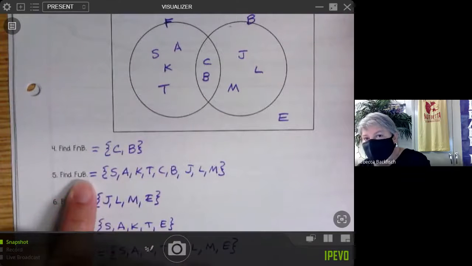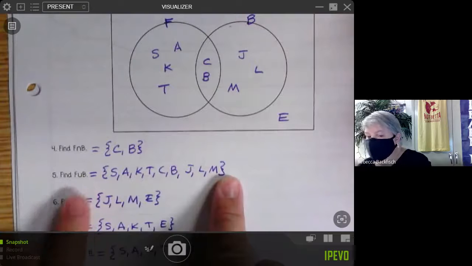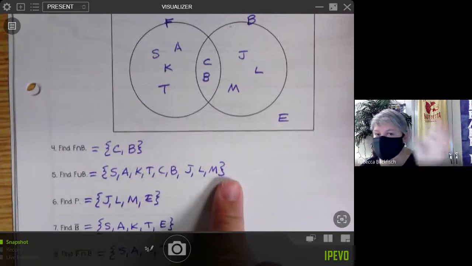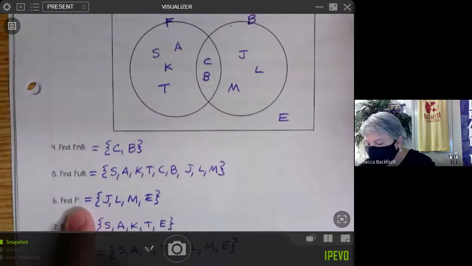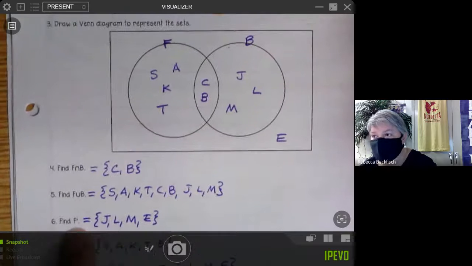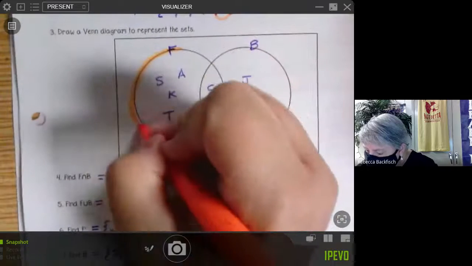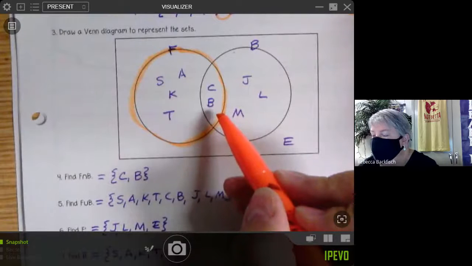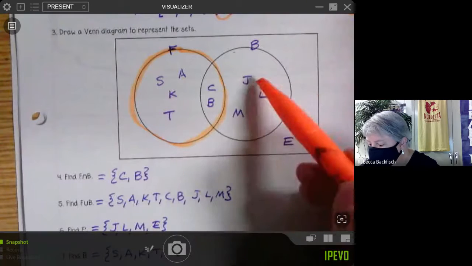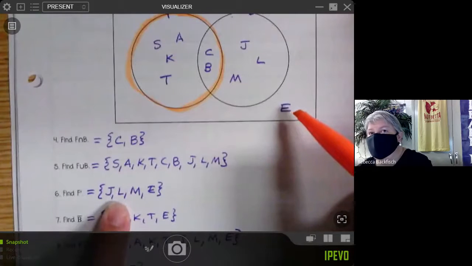Then number 5 asks me for the union. It looks like it says F union B. So that's everybody that's in either group or in both. We include the people who are in just one. We include the people who are in both. Everybody gets included. This one is asking me for anybody who is not in F. So basically what we do there is we picture this circle, the whole circle, including the part that's in the overlap. And then we say anybody who's not inside that circle. So that would be J, L, M, and E. So that's not F, which is number 6.